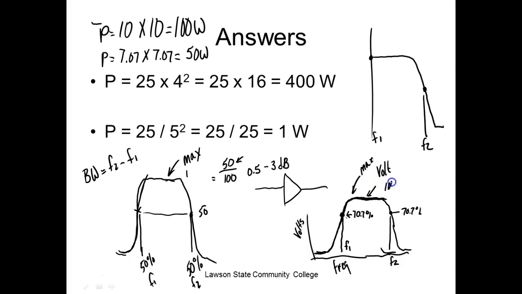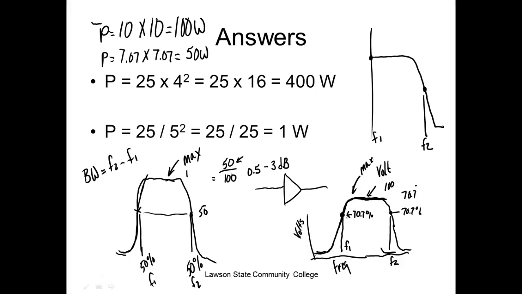And let's say I have 100 volts, and it drops down to 70.7 volts. So it's going to be 70.7 divided by 100. And then I'm going to take the log of that, and then I'm going to multiply that times 20. And it comes up and gives me minus 3 dB. Understand what I just did?